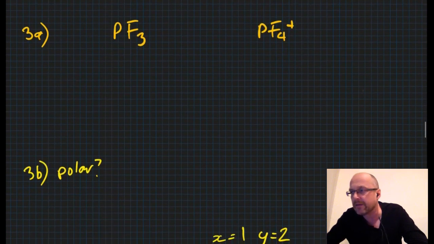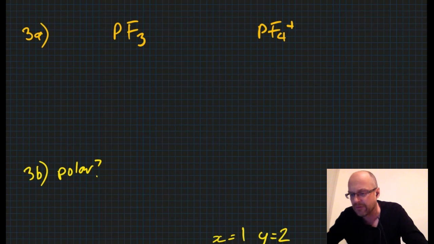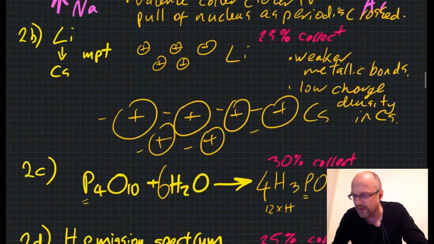Question 3. Lewis structures. I urge you to look up how Lewis died. Interesting guy, but apparently a bit of a grumpy geezer. Okay, PF3 and PF4+, VSEPR, molecular geometry. Alrighty, so phosphorus and fluorine. Going up to the periodic table.